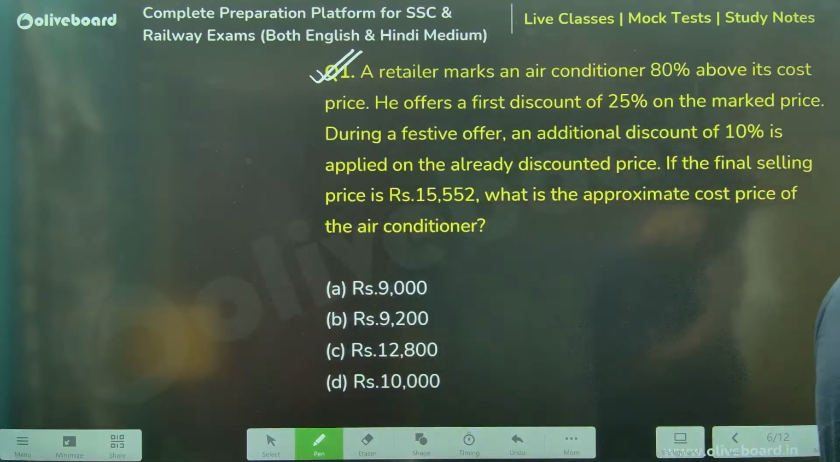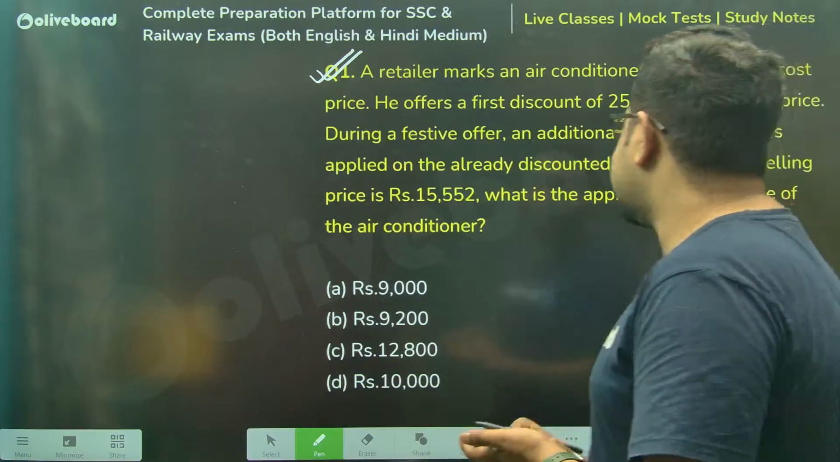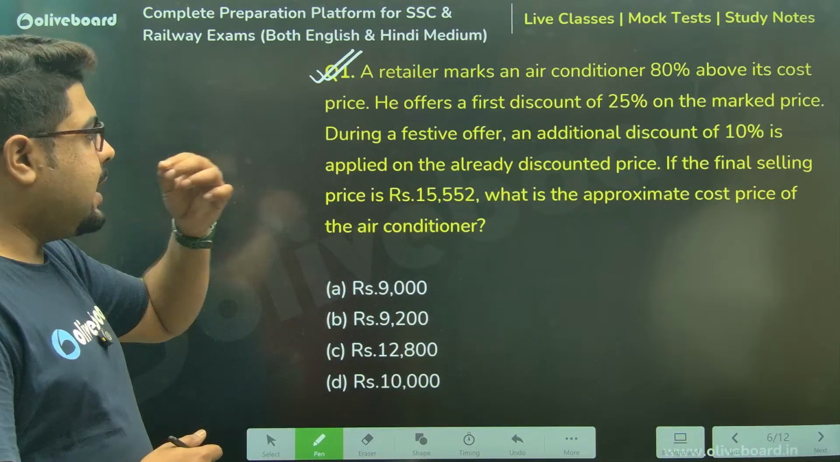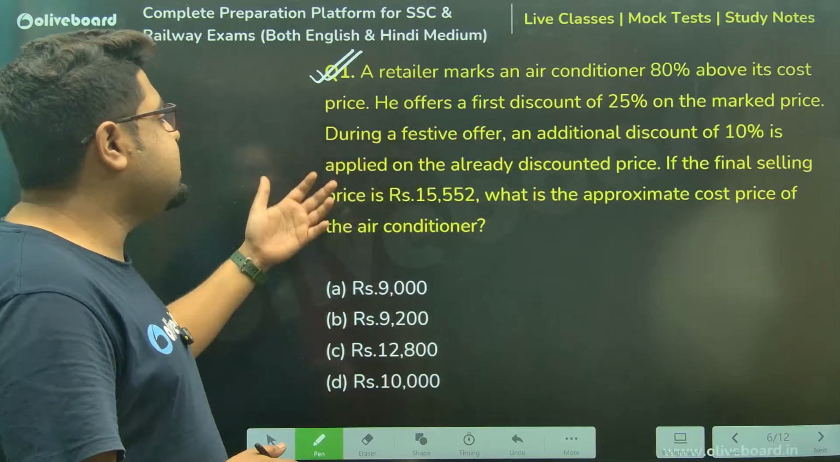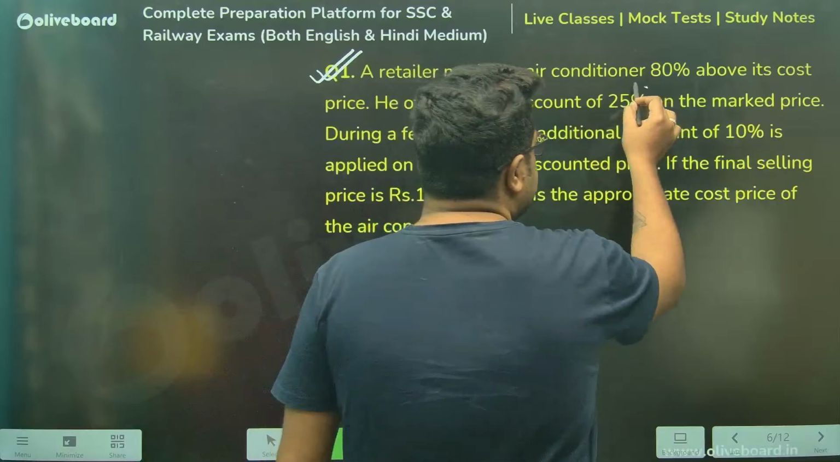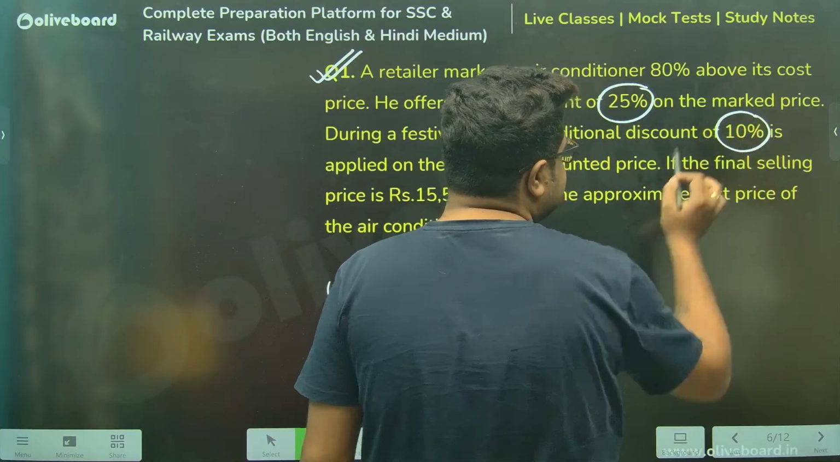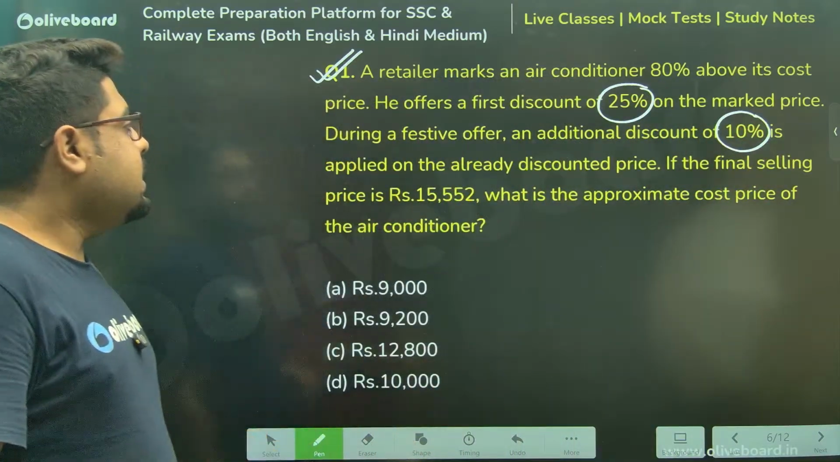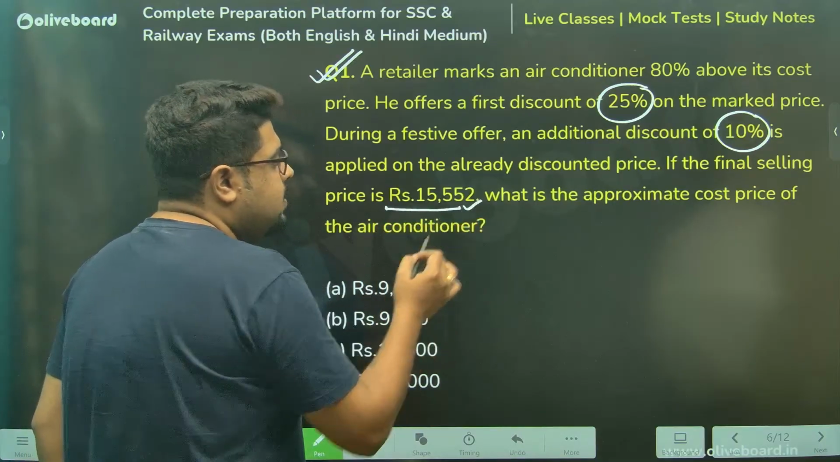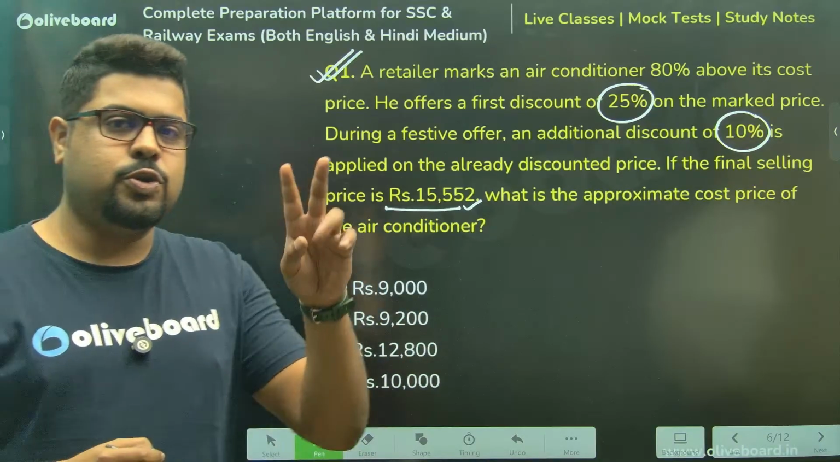A retailer marks an air conditioner 80% above its CP. He offers a first discount of 25% on this. During a festival offer, an additional discount of 10% is applied on the already discounted price. Meaning, these two are going to be successive discounts. Now, the final selling price is this. What is the approximate cost price? I'll show you two methods.